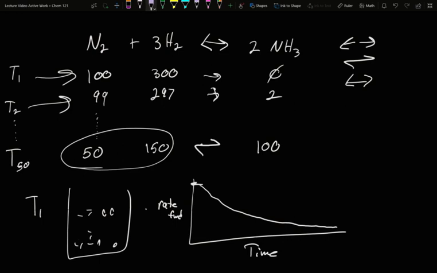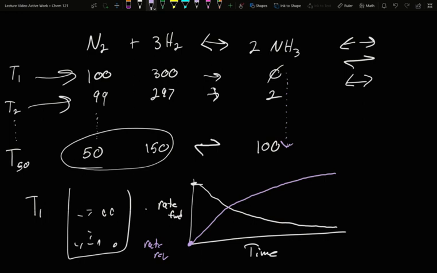If we think about our product, on the other hand, well, there's more of it. As time has continued, I have more. And so originally the reverse rate was nothing. There was no product. It could not go backwards. But over time, I started making product, and so it managed to have a rate. And this goes up and up and up and up.